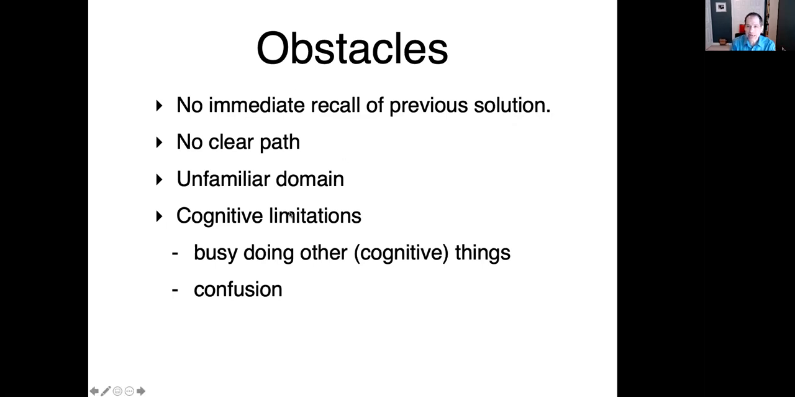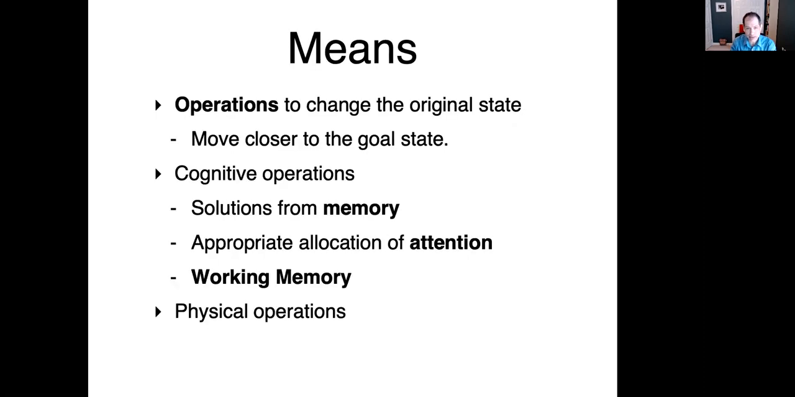Another limitation is cognitive limitations. If I'm busy doing something else, it's going to be harder to solve the problem, right? If I'm trying to solve three problems, it's going to be harder than solving one problem because my working memory is taxed. My attention is going to be drawn in several directions. And from what you remember from the attention lectures, when you split your attention or try to divide your attention, there's always going to be some kind of a cost. So that's going to affect your ability, and that becomes an obstacle. And just in general, if you're confused about the situation, that can also be an obstacle.